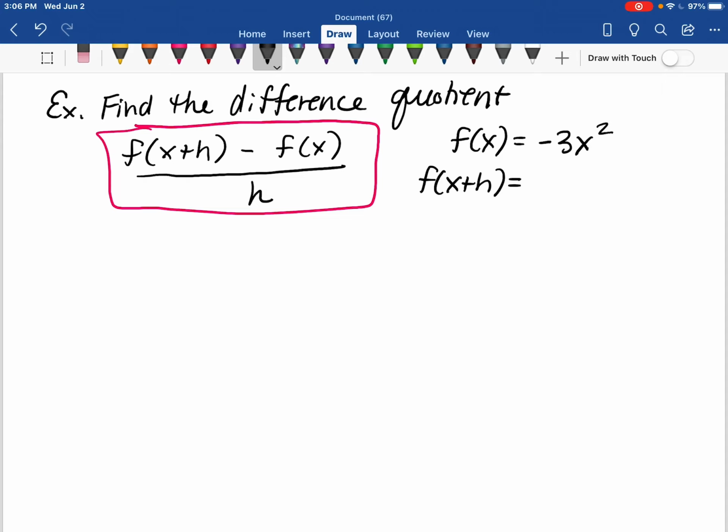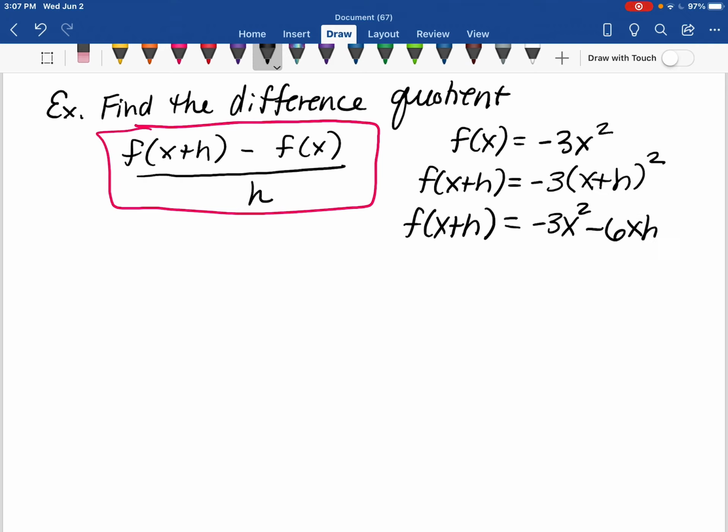So I have f of x. I need to find f of x plus h. So to find f of x plus h, everywhere in f of x that I see x, I'm going to replace it with x plus h. So I have negative 3, and then in parentheses, I'm going to do x plus h and then square it.